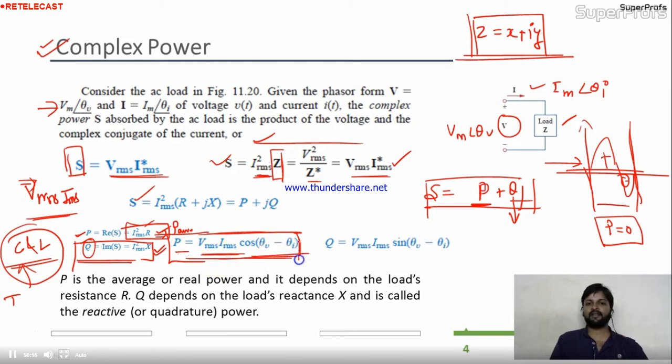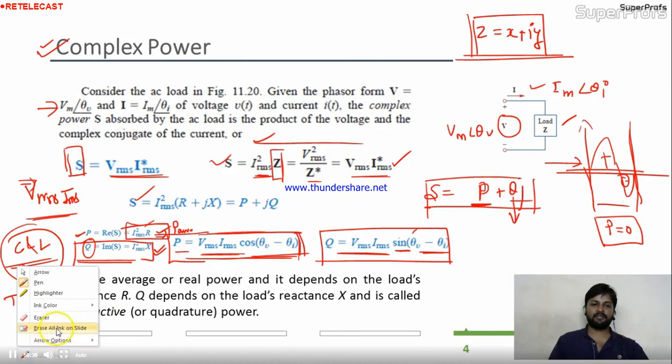I can say average power is the power consumed by the resistor. What about Q? Q is nothing but Vrms Irms sine of the angle between theta V and theta I, the angle between current and voltage. Okay, so I hope this is clear to you.